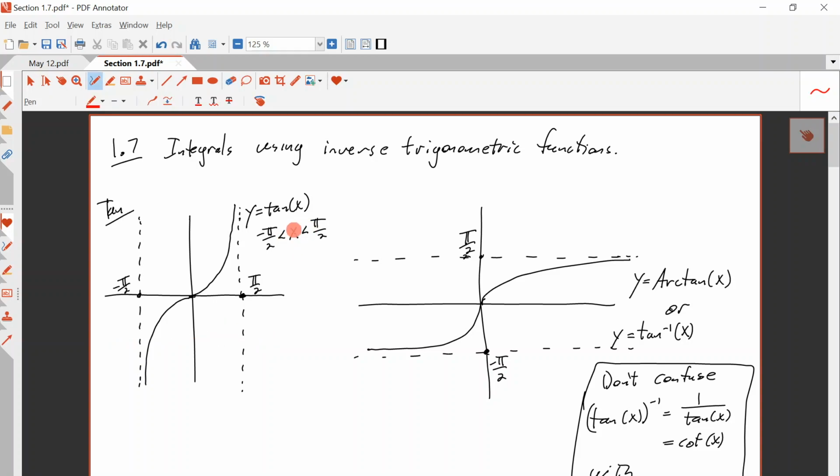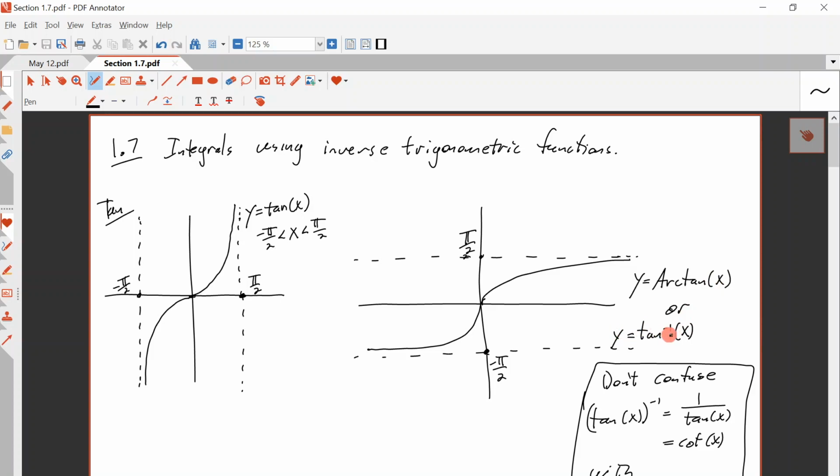Okay, so we restrict tangent x to the domain minus pi over 2 strictly less than x strictly less than pi over 2. And then you reflect this graph around the line y equals x to get the graph of the inverse function. And that's it right there. And that inverse function is called arctangent of x.